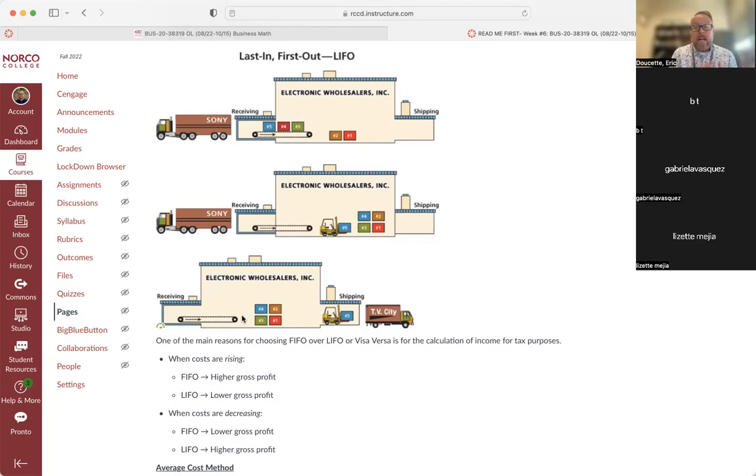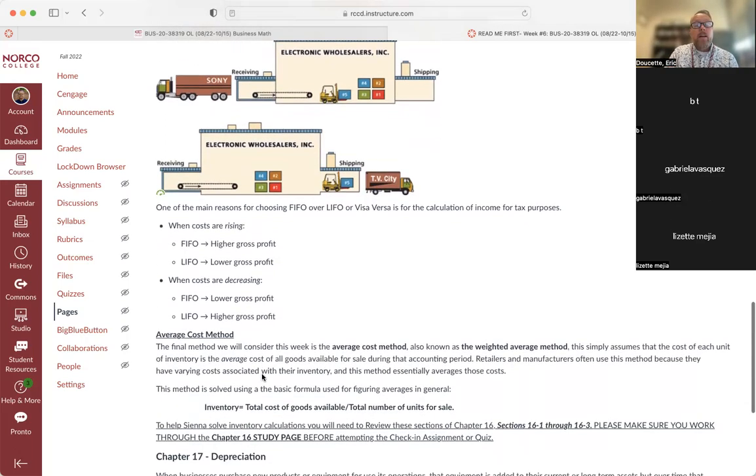And so therefore your taxes are going to be higher, which you want them to be higher, whatever the outcome is. So you can see here, there's a little diagram. When costs are rising, FIFO gives you a higher gross profit. When costs are rising, LIFO gives you a lower gross profit. When costs are decreasing, FIFO gives you a lower gross profit, LIFO gives you a higher. So the opposite happens. So that's why you might choose one over the other.